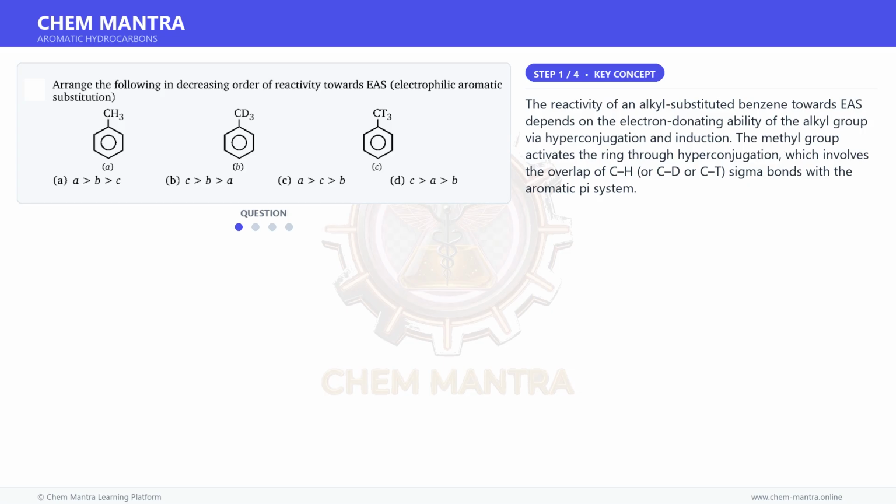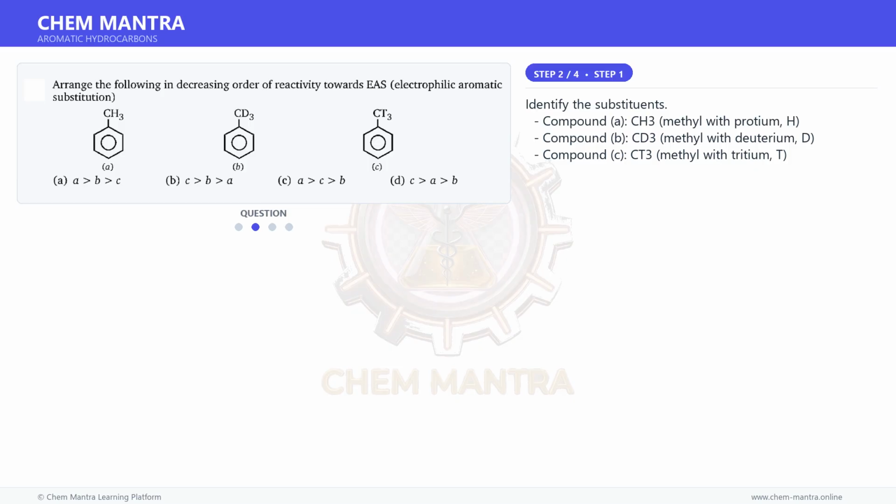The reactivity of an alkyl-substituted benzene towards EAS depends on the electron-donating ability of the alkyl group via hyperconjugation and induction. The methyl group activates the ring through hyperconjugation, which involves the overlap of C-H or C-D or C-T sigma bonds with the aromatic pi system.